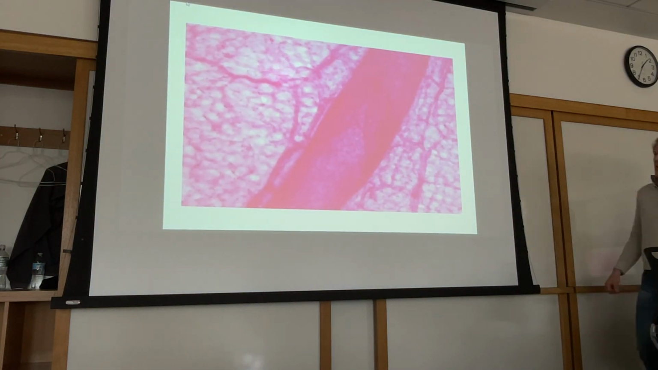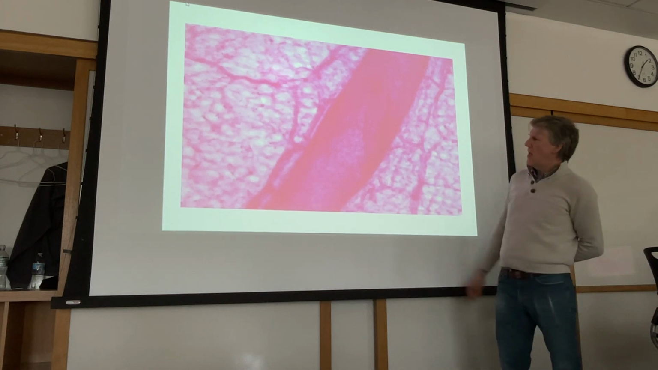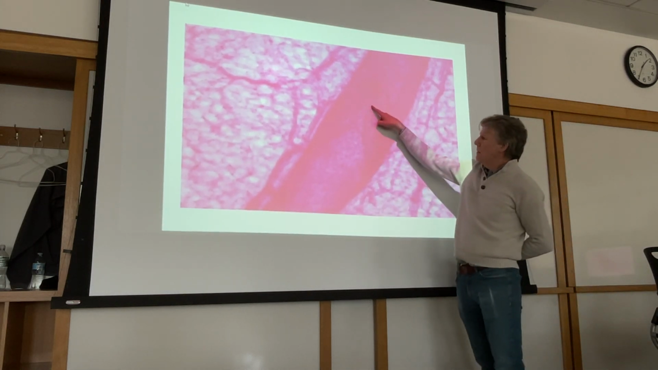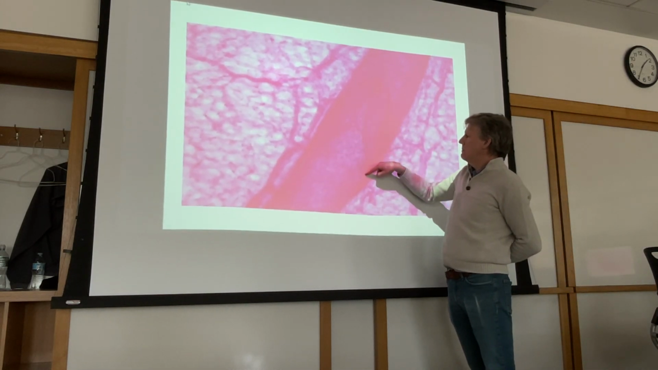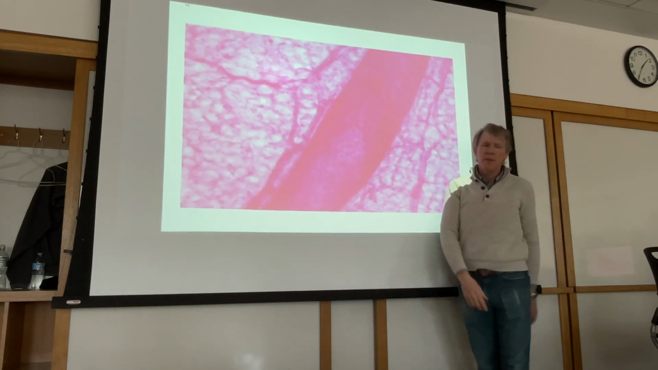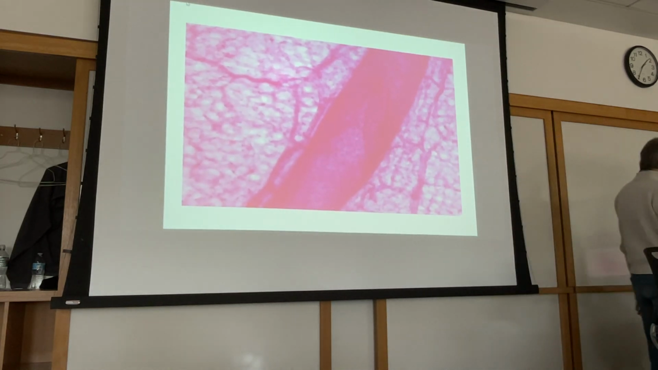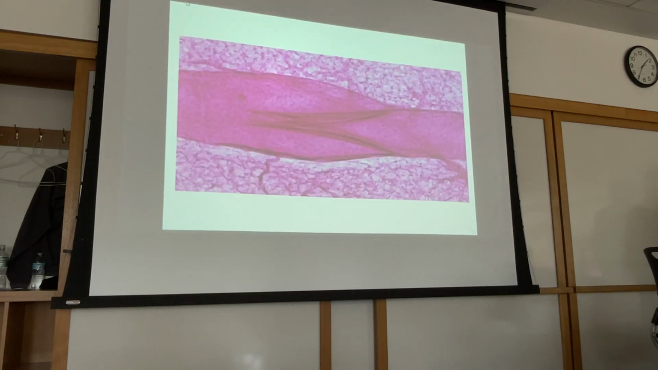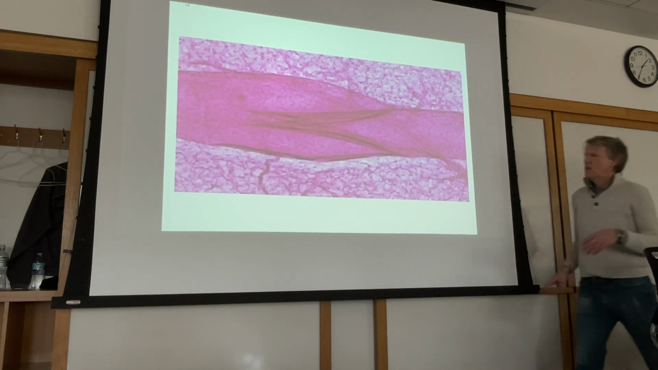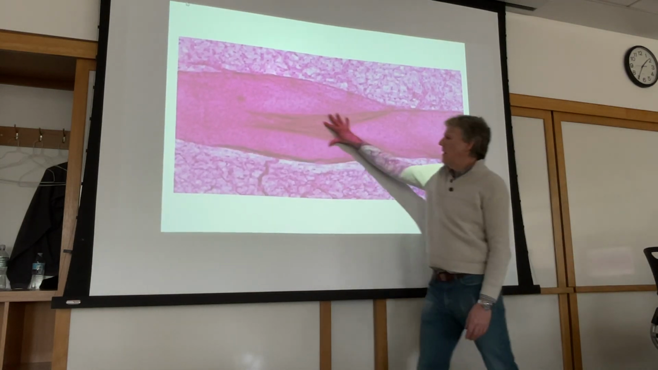Then this is a lymphatic vessel, and you can kind of make out this light colored structure that looks sort of like an upside down V. That's the valve that's inside the lymphatic vessel. This is a much better picture showing the valve. You can see it on the inside there.